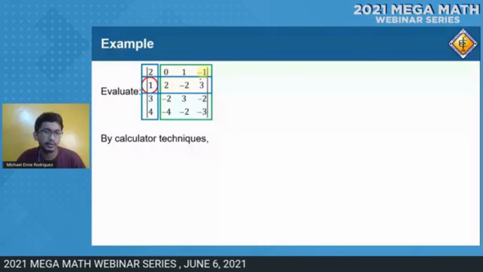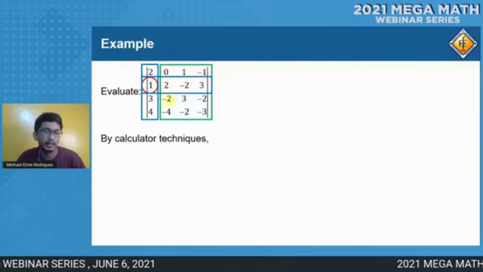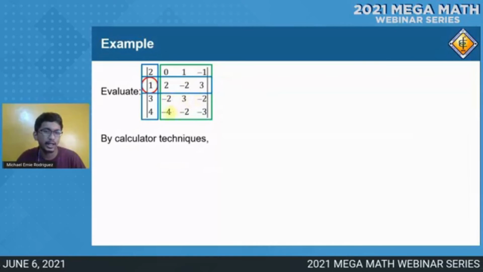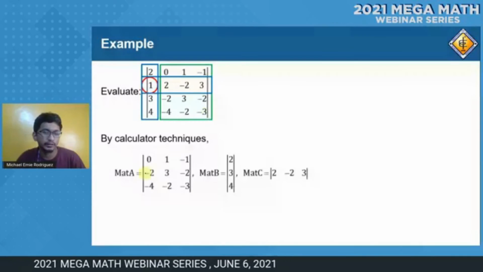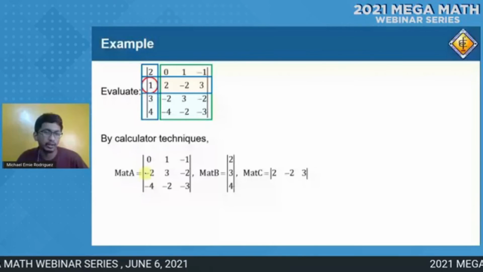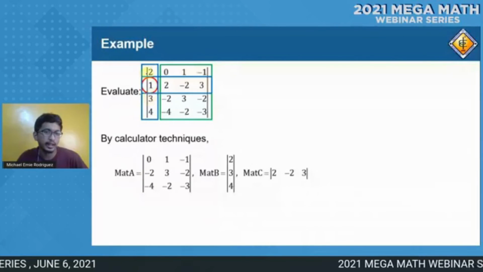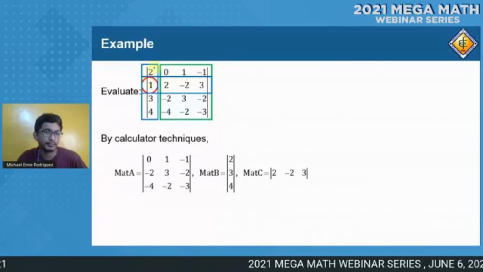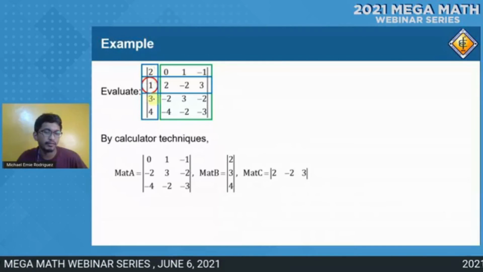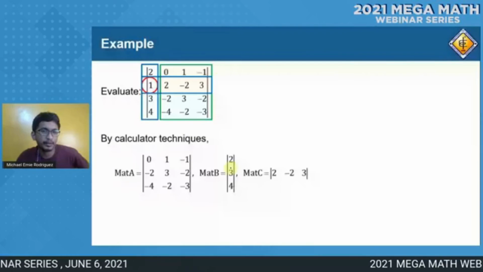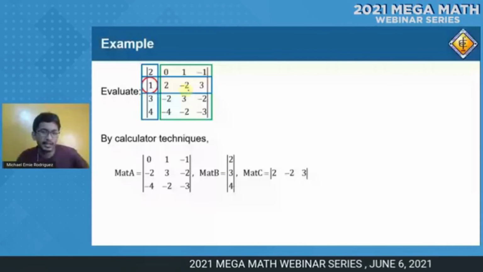So, ito lang yan. So, ito, 0, 1, negative 1, negative 2, 3, negative 2, tsaka negative 4, negative 2, and negative 3. So, it will be your matrix A. Okay? And then for matrix B, itong vertical, hindi kasama yung pivot point. Okay? So 2, 4. So 2, 2, and 3. So we have 3 matrices.